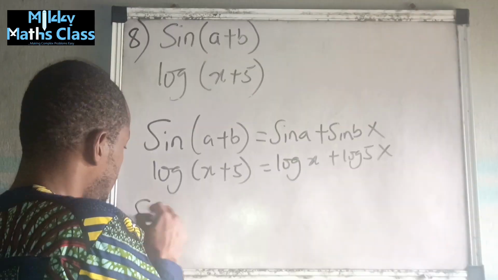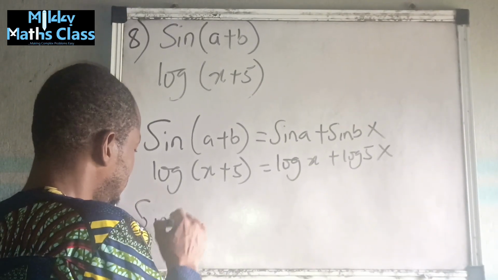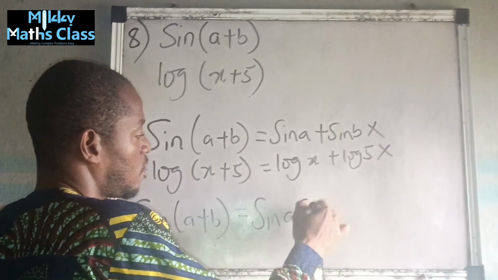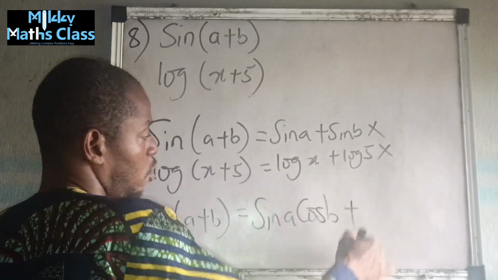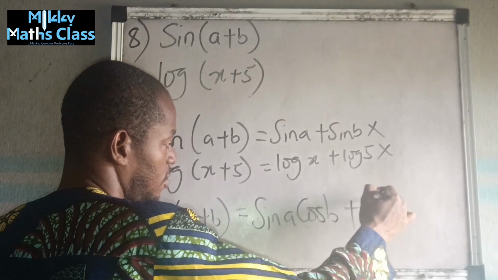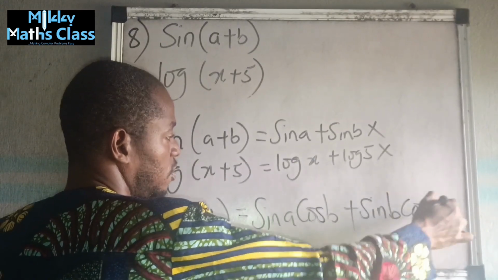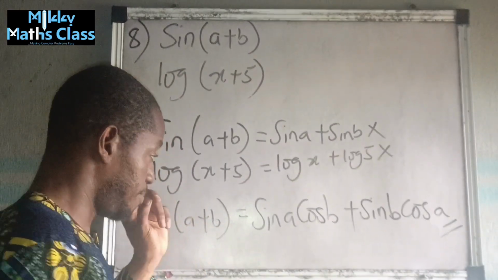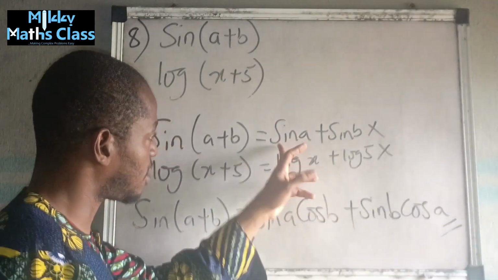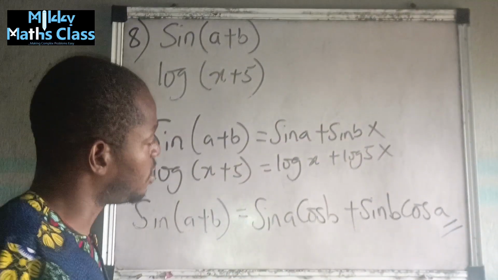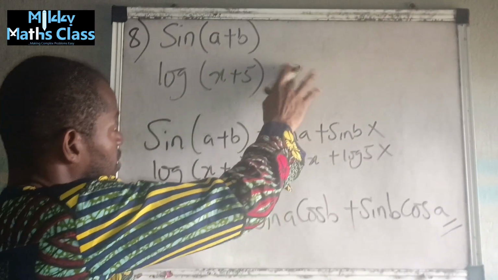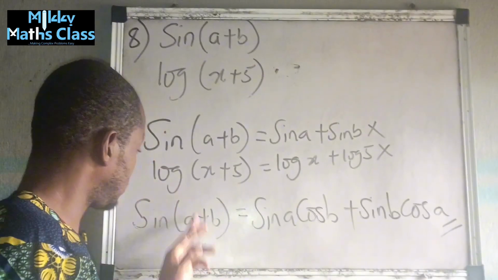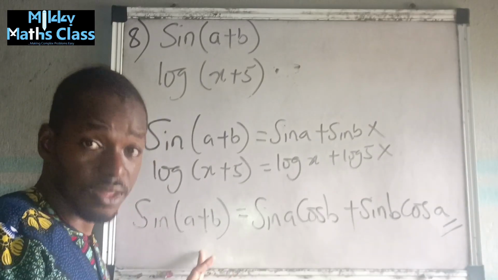Sine of a plus b, when you expand it, you are supposed to get sine a cos b plus sine b cos a. This is what the expansion of sine of a plus b will give us. This is what you should have, not sine a plus sine b. No. And this one, we leave it out like that. So take note, this is a function. You can't expand it like this. You can't distribute it over what is in the brackets there.